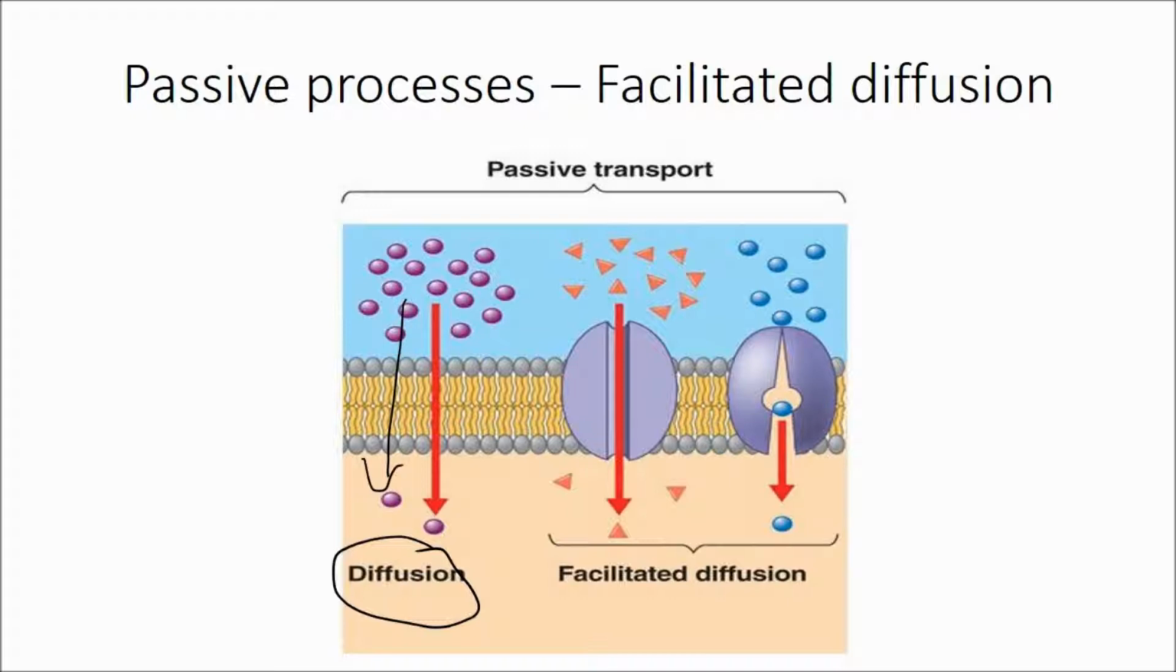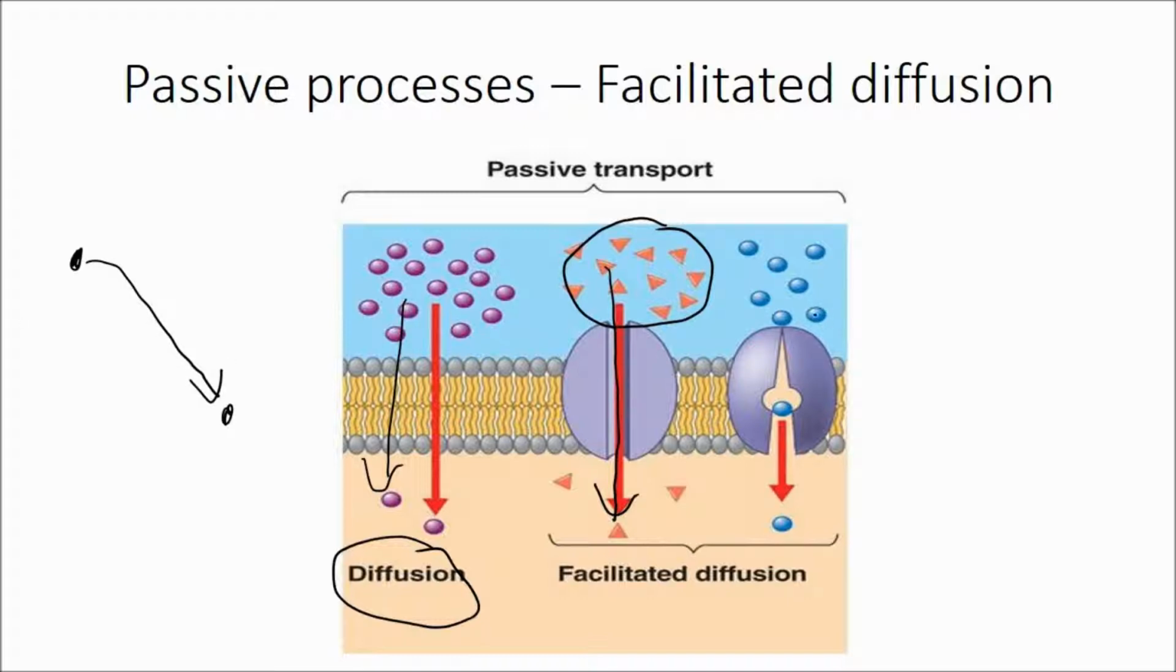Up here I've got two different examples. These green triangles perhaps say ions such as potassium or sodium, and they require this transmembrane protein to actually get through the cell. And again, they're moving from a region of a really high concentration here out of the cell into a region that's a really low concentration.